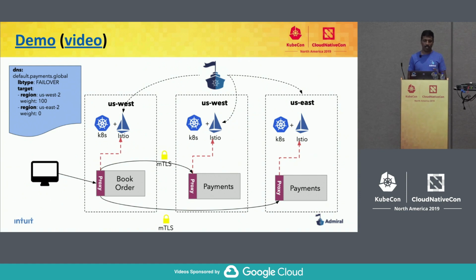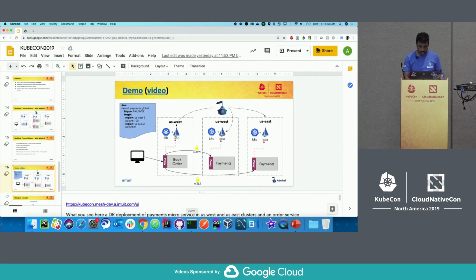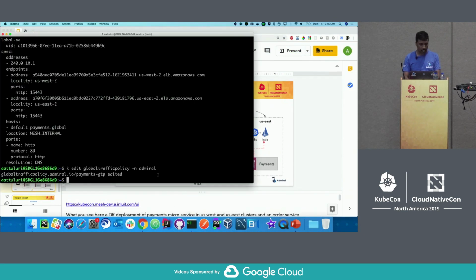So that would make the book order service proxy get the necessary configuration for it to basically load balance or distribute the traffic. So let's get into the actual modified configuration.